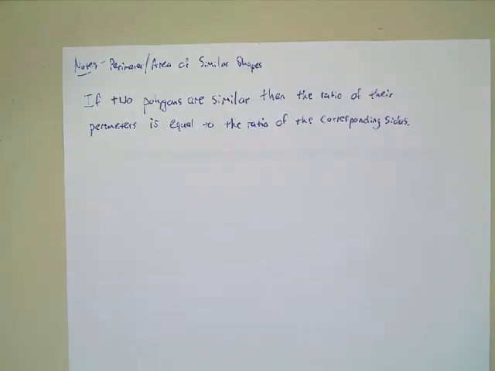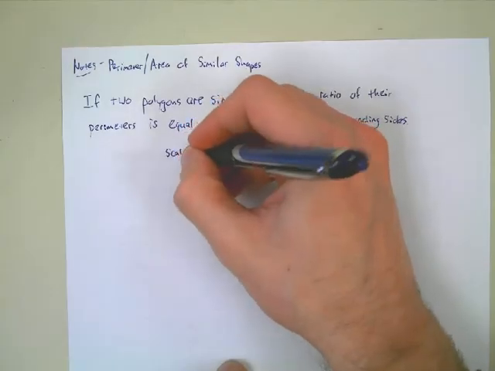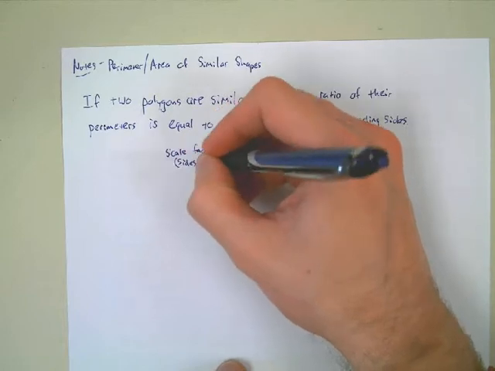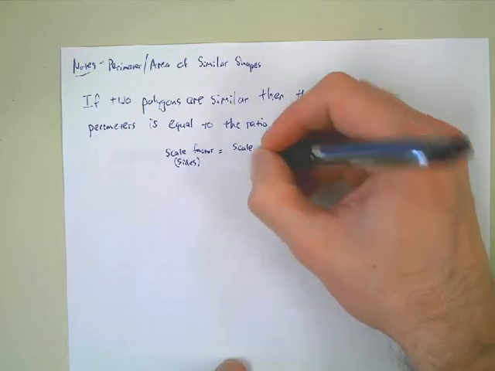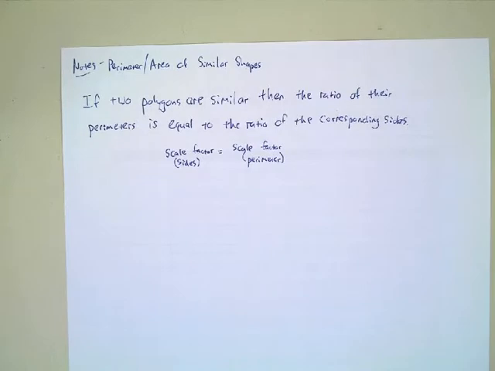So the scale factor, right? The scale factor for the sides is the same as the scale factor for the perimeter. In summary. Okay, it's maybe easier to see it that way. So that's the first thing we looked at, right?